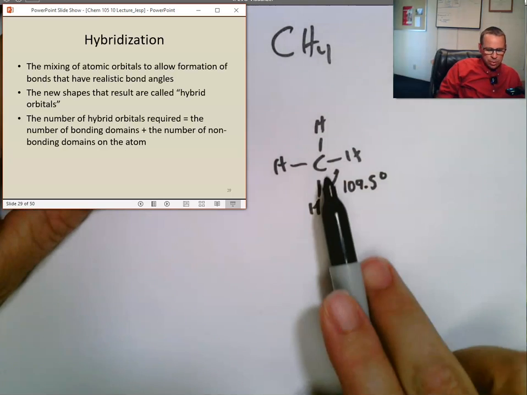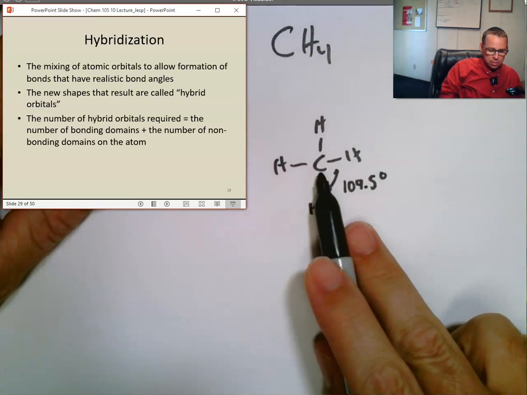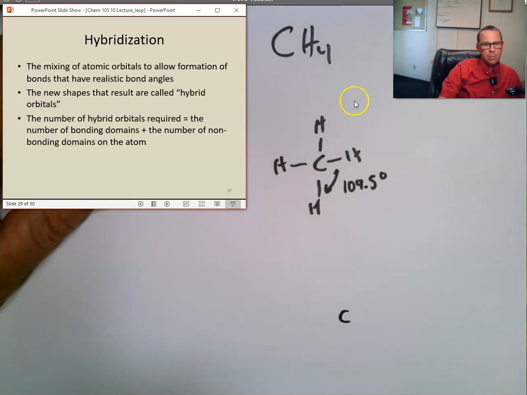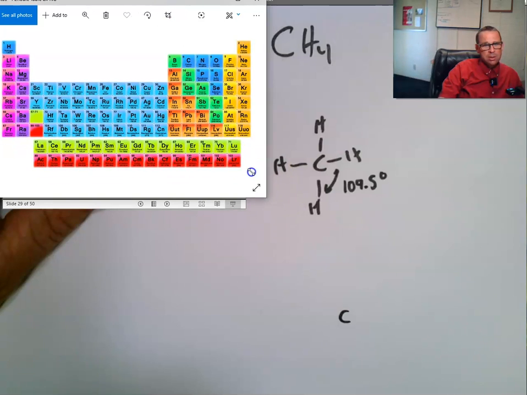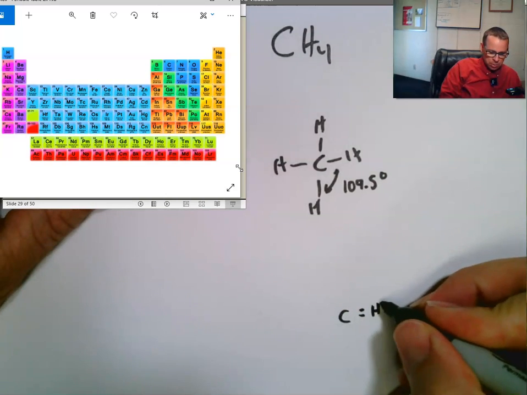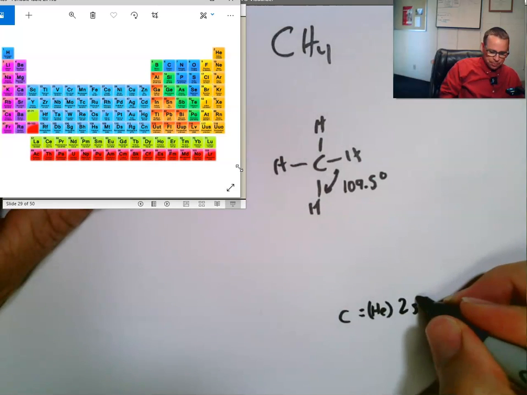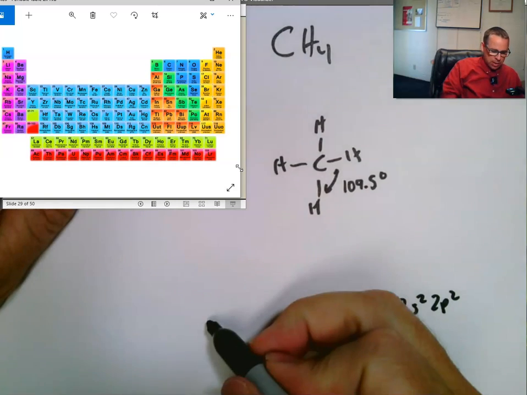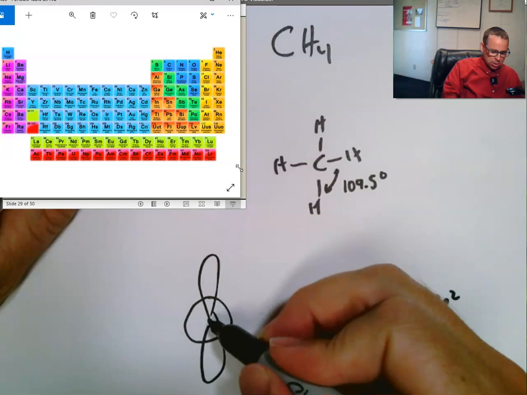Now, what is going on here between these carbons and these hydrogens such that you can have that angle? Because if we looked at an atomic view of just carbon itself, and we brought up our periodic table, what the periodic table tells us about carbon is its electron configuration, right? 1s2, 2s2, 2p2. So that's our electron configuration for carbon. So what that means is I have an atom with 2 electrons in a 2s orbital and then 2 electrons in a 2p orbital.